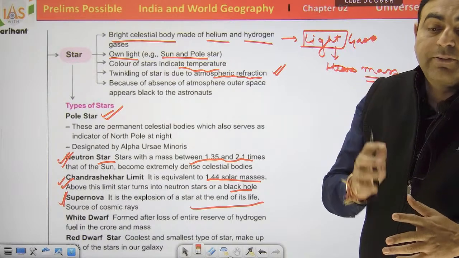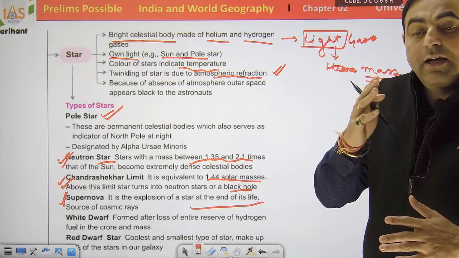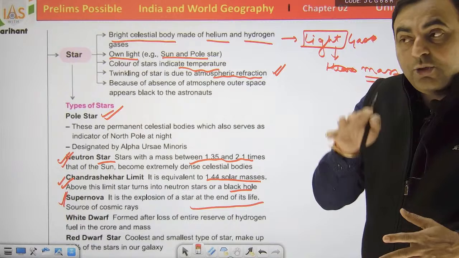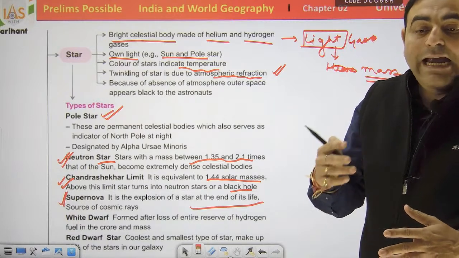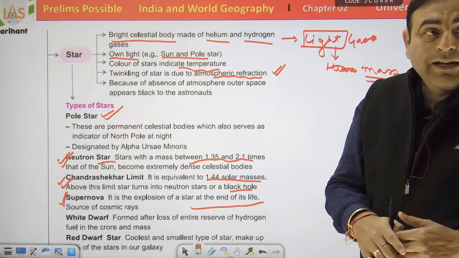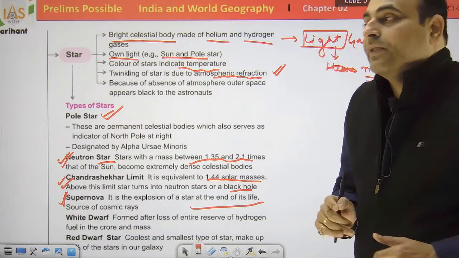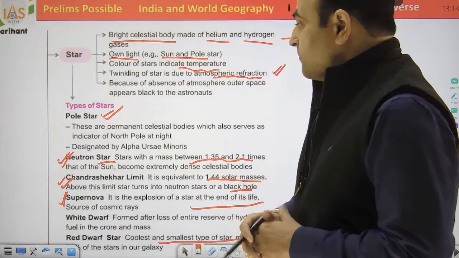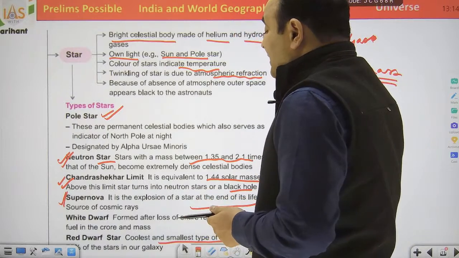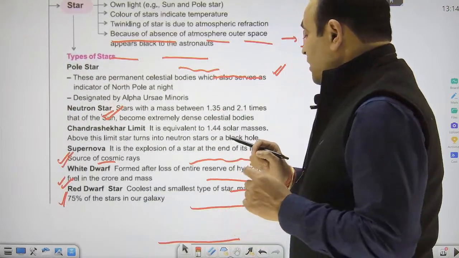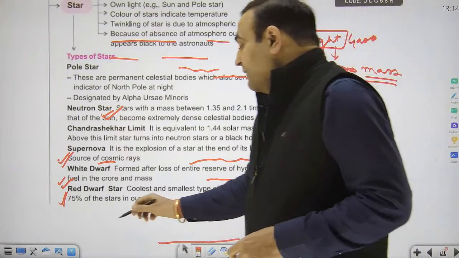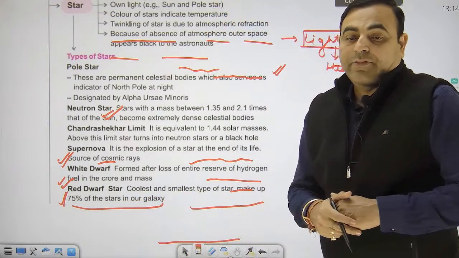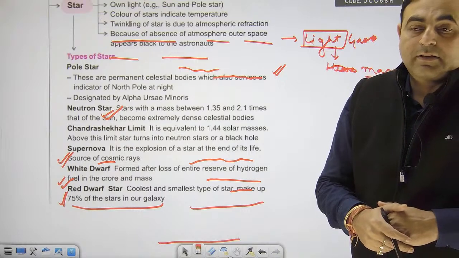What is a white dwarf? When a star loses the entire reserves of hydrogen in the core and its mass, it becomes a white dwarf. A red dwarf is the coolest and the smallest type of star. Red dwarfs make up 75% of the stars in our galaxy. Is it clear, everyone?